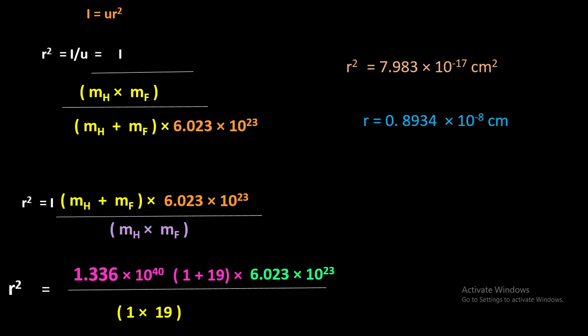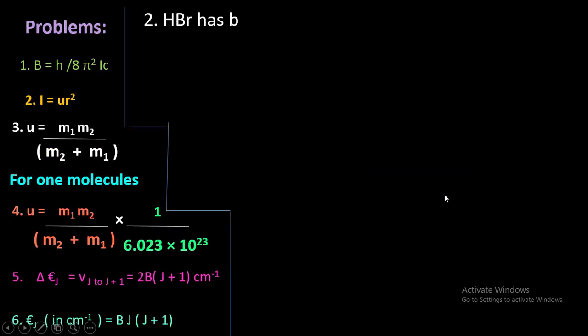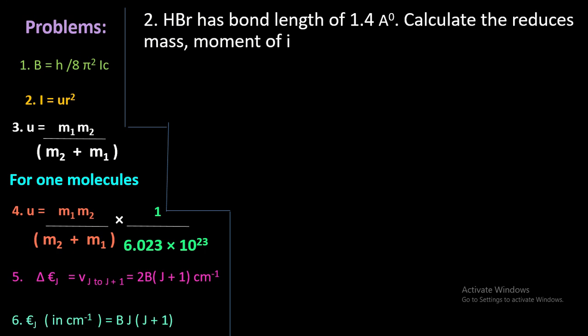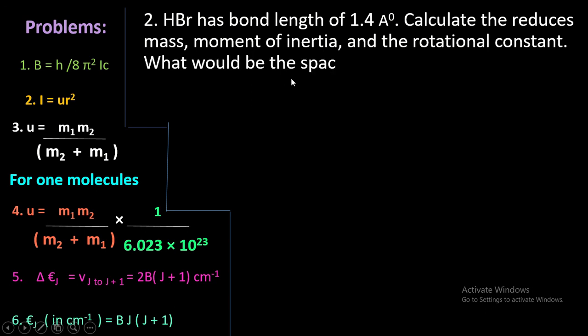Therefore, taking the square root of r square, that is equal to r. Therefore, 0.8934 into 10 raised to minus 8 centimeter, and 10 raised to minus 8 centimeter is nothing but the angstrom. Therefore, the radius or internuclear bond length of the HF molecule is r equal to 0.8934 angstrom. Friends, the second problem: HBr has bond length of 1.4 angstrom. Calculate the reduced mass, moment of inertia and rotational constant.